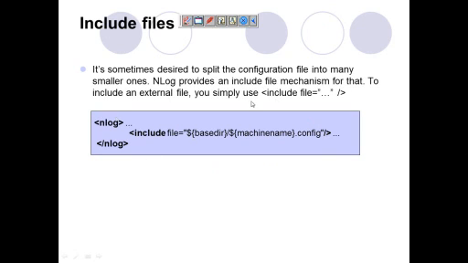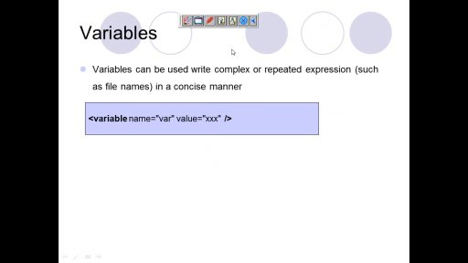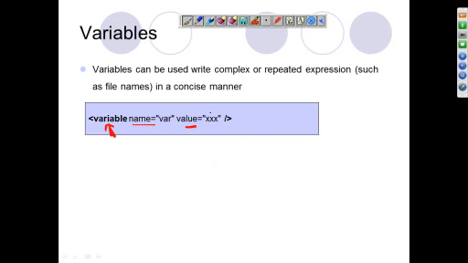With the include element, you can include a different configuration file. It is not third-party, it will be in your application. It has to be present in your application. If you want to declare some variable so that you can use it in some complex rules or complex layouts, you can use a variable element, and a variable will have two things, name and value.